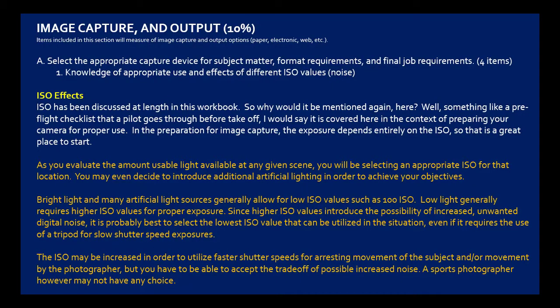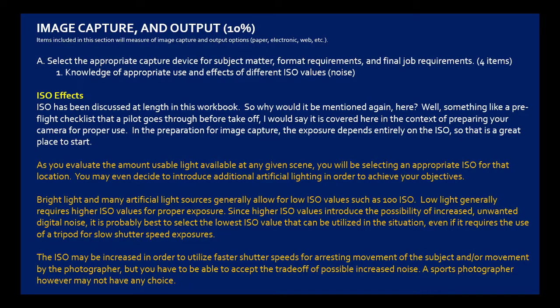Section A says, select the appropriate capture device for subject matter, format requirements, and final job requirements. Now, Section A has 4 items on the exam. It begins with number 1, knowledge of appropriate use and effects of different ISO values or noise. This begins with ISO effects.